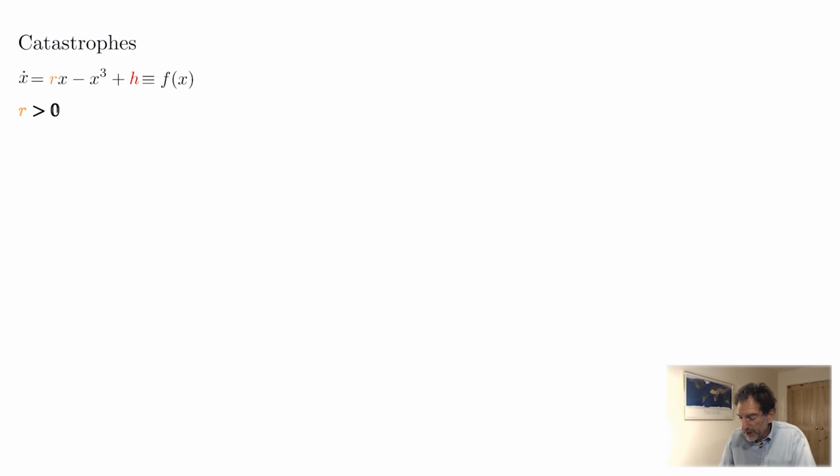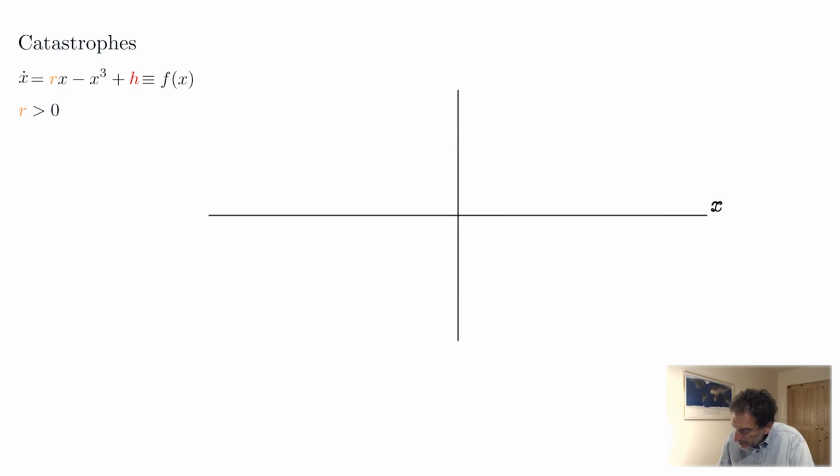Here r is positive, and so our control parameter is h. Basically, what h is doing is controlling the height of the function in the x, x dot plane. And as we'll see, as we change the height of the function, the number of fixed points changes, and the types of phenomenology that occur change as h changes. So to understand what's going on, let's plot x dot as a function of x.